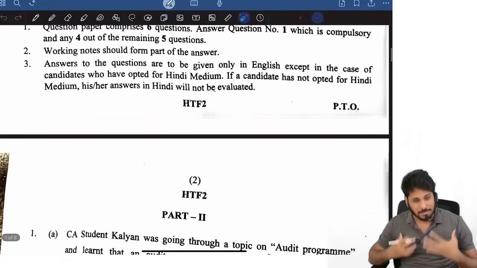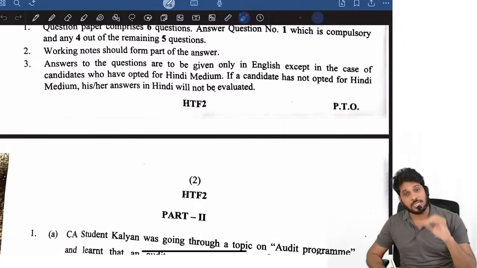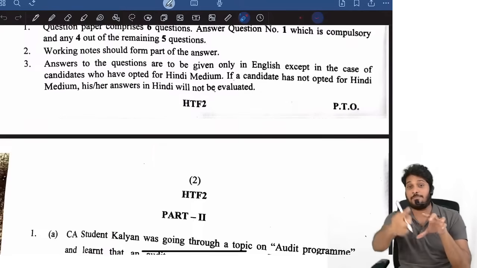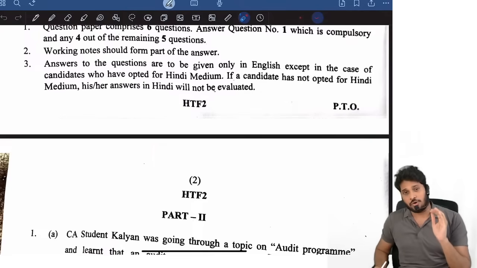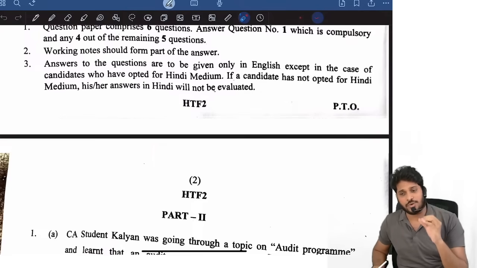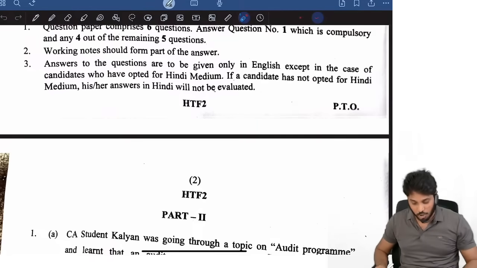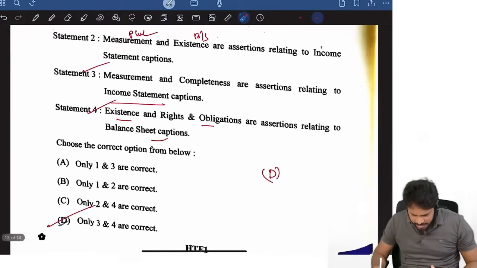So what I feel in MCQs is there is a possibility. See, tough or easy is not about the question asked. Tough or easy is about the ability of the student to answer. So here I can say there is a possibility that some students will get confused and then pick some wrong answers.